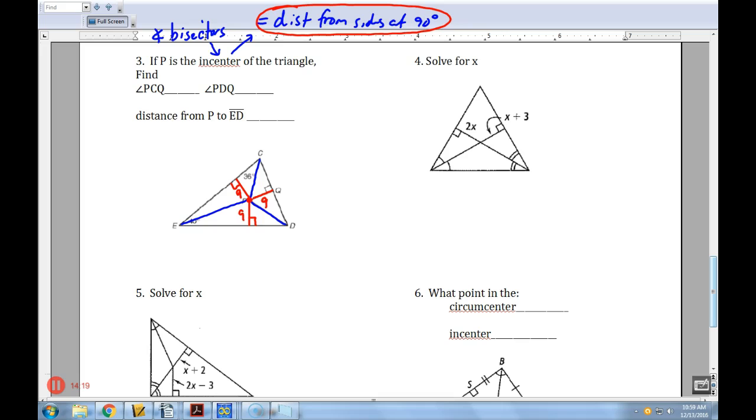PCQ, find the measure of PCQ. Where the heck is PCQ? So PCQ is this angle right here. And if CP is an angle bisector, then it's got to match. You have 36. This has to be 36. PDQ should be this angle right here. So we're trying to find PDQ.